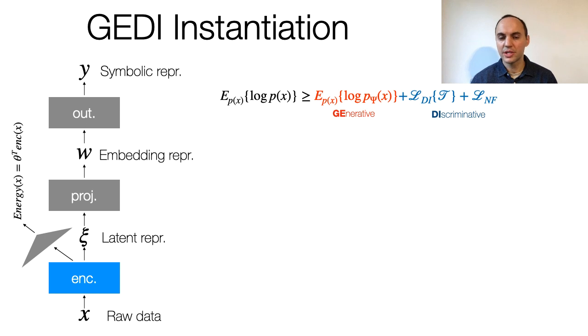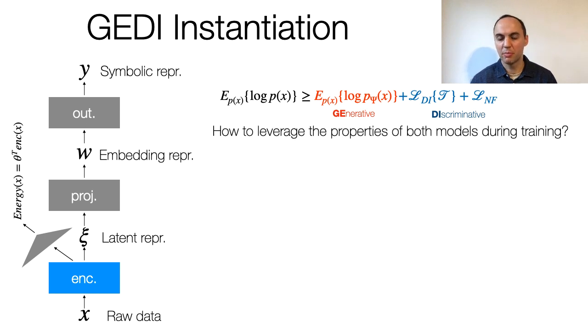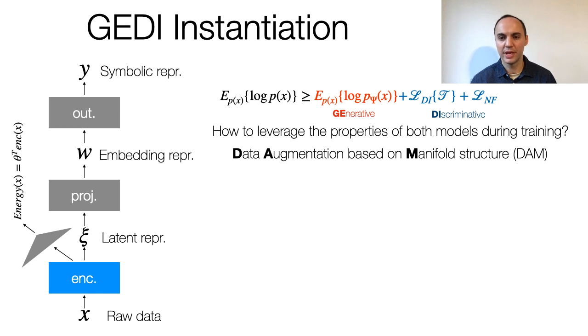So now the question is, how can we leverage the properties of both generative and self-supervised learning during training? Remember, deep generative models are good at performing implicit density estimation, while self-supervised learning methods are good at representing data. So how can we leverage the properties of these two families? The solution we propose is the data augmentation based on manifold structure strategy.